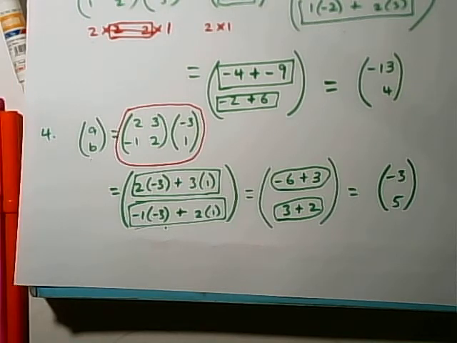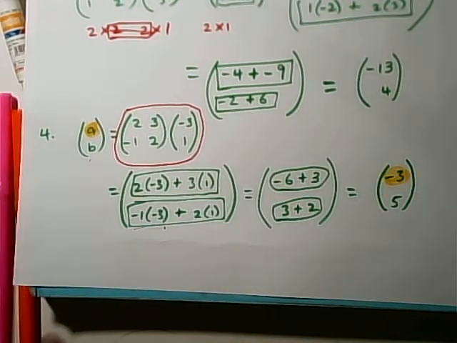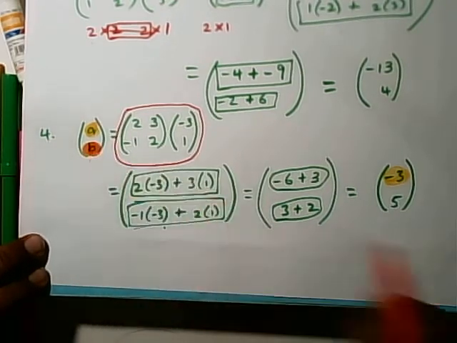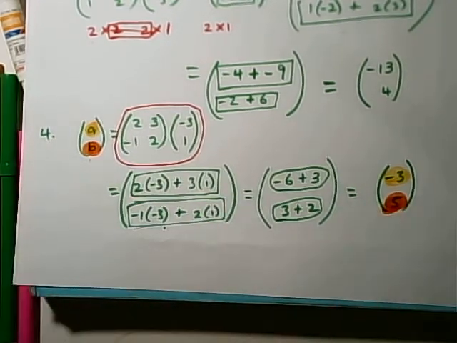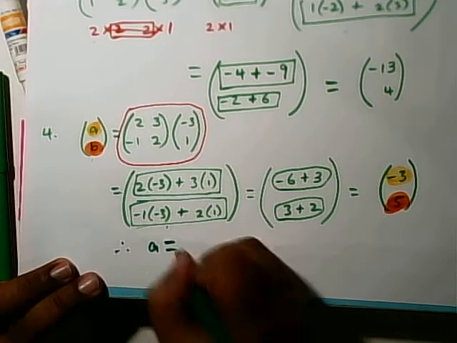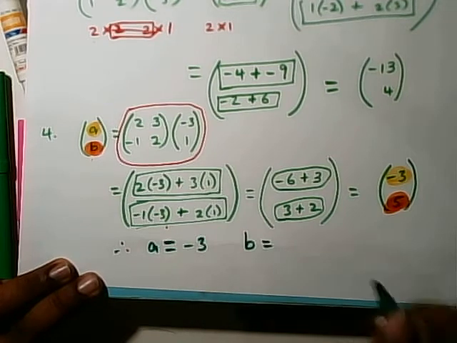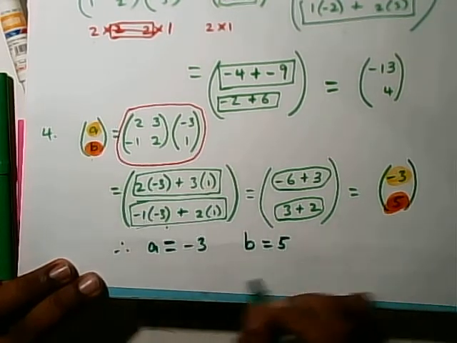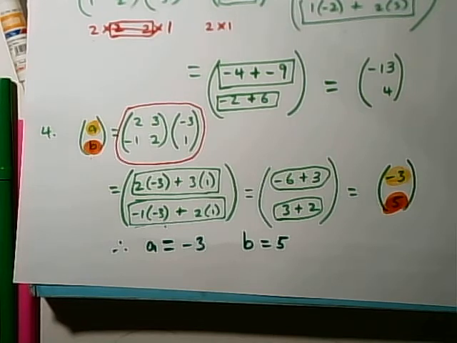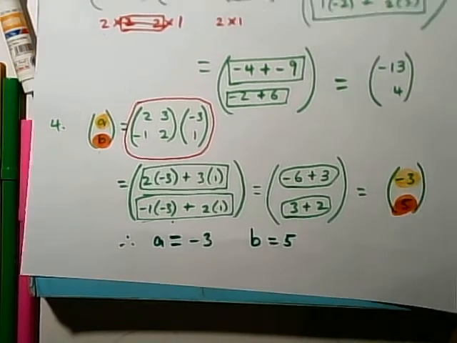Right? A was the top number, and the top number is minus 3. B was the below number, and the below number is 5. So that's it. We know, therefore, A is equal to minus 3 and B is equal to 5. So I hope you're getting the hang of how we match the unknowns to what we know, and that's how we solve the problem.